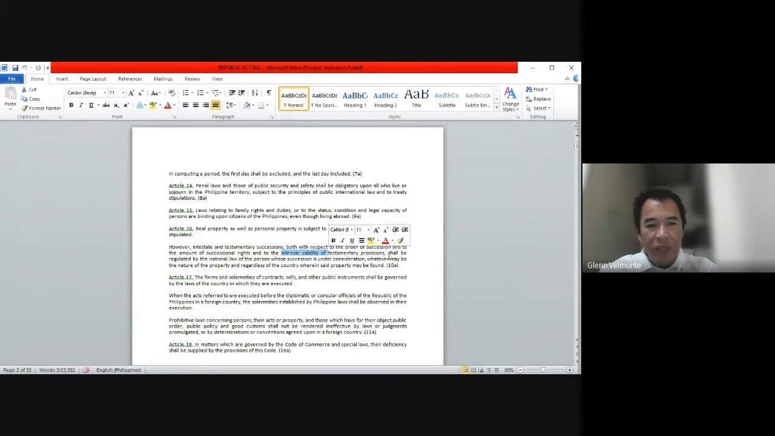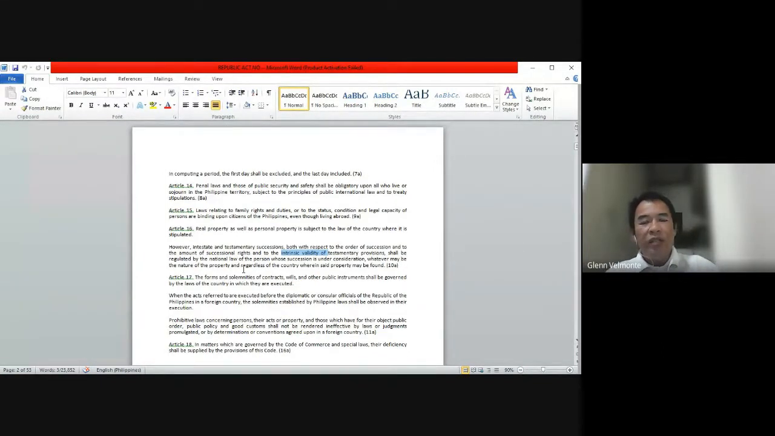Now, it shall be regulated by the national law. What rule shall govern is the national law of the person whose succession is under consideration, or simply the decedent, the one who owns the property which will be distributed, whatever may be the nature of the property. What do you mean by that? It could be real or personal property, and regardless of the country where the said property may be found.